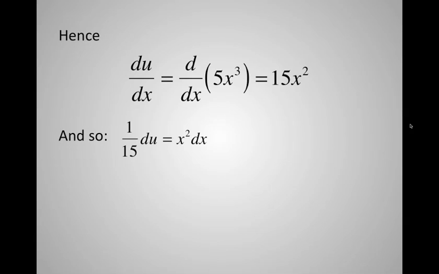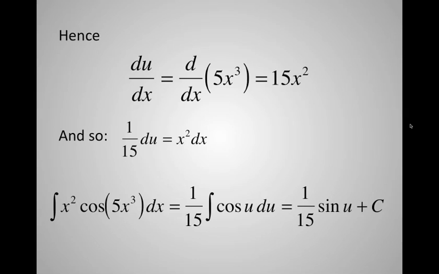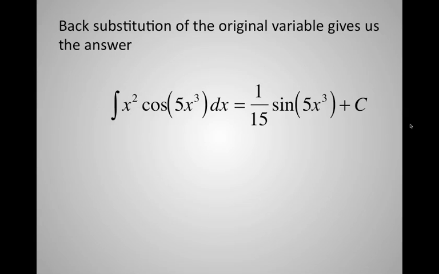So 1/15 du equals x squared dx. Let's rewrite our integral using that knowledge. The integral of x squared cosine 5x cubed dx equals 1/15 the integral of cosine u du, which is 1/15 sine of u plus c. All we did there was plug in our u equals 5x cubed. Now we back substitute in terms of the original variable, and we get that the integral of x squared cosine of 5x cubed dx is 1/15 sine of 5x cubed plus c.